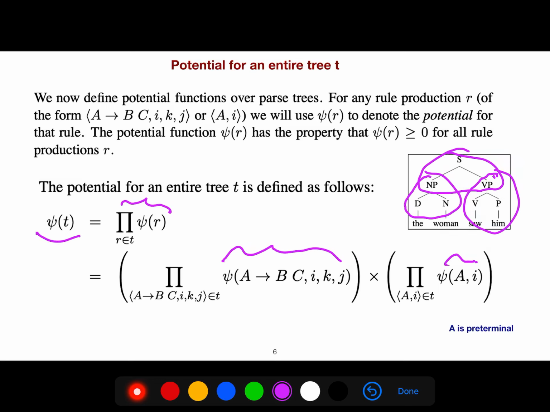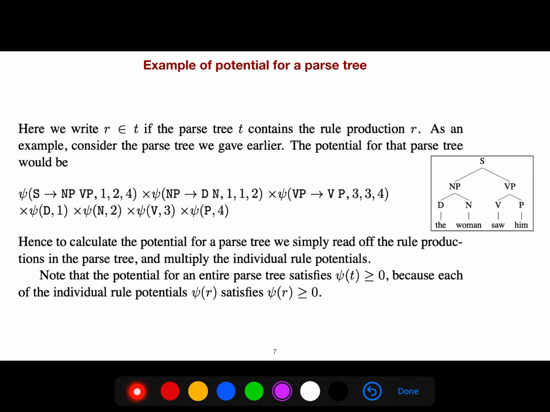I'll give you an example. For example, the potential of S going to NP and VP, times the potential of NP going to D and N, times the potential of VP going to V and P, times psi of D and psi of N, V, and P. If you multiply that, the probability of this tree is proportional to this. So this is the probability of the parse tree under the PCFG, probabilistic context-free grammar.